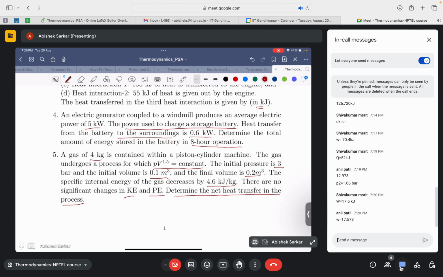Anil, I guess the only mistake on your part is you're not multiplying 4, the mass of the gas, with the specific internal energy. So I guess you need to do that to get the exact answer. Yes. Work done is 17.573, but here the net heat interaction is asked. So it seems that you didn't multiply the mass of the gas with the specific internal energy. Once you do that, you'll get the net heat interaction as well. Just do that and then tell me the answer.